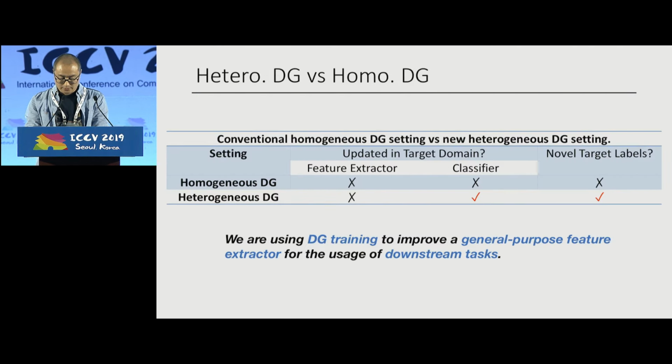Therefore, we propose a novel DG setting, heterogeneous DG. In this setting, the feature extractor is trained on the source domains and used to train a classifier for the target domain task. Basically, we are using DG training to improve a general purpose feature extractor for the usage of downstream tasks.